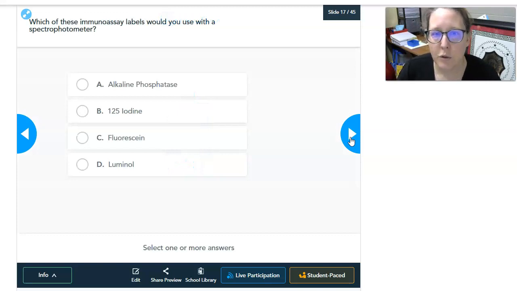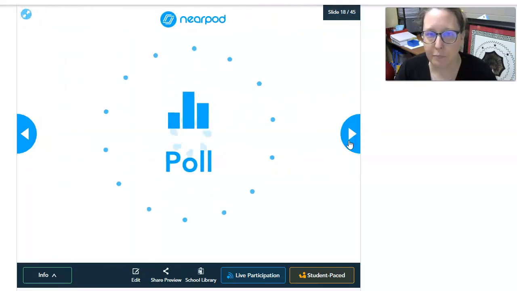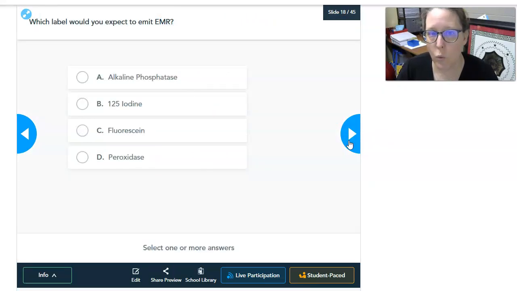Okay, so with which of these immunoassay labels would you use a spectrophotometer? I'll give you some examples of different immunoassay labels, see if you can figure out what's what, and answer me that. All right, next, which label would you expect to emit EMR, electromagnetic radiation? Which one would emit that?